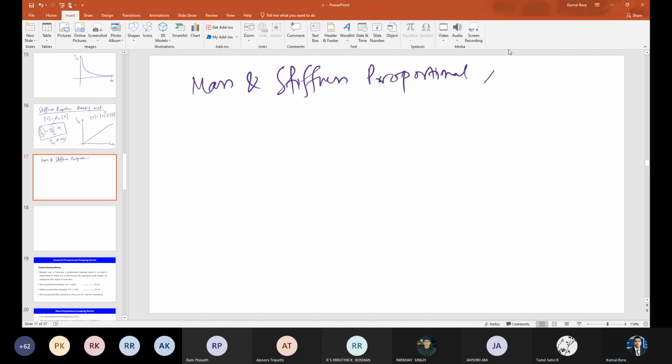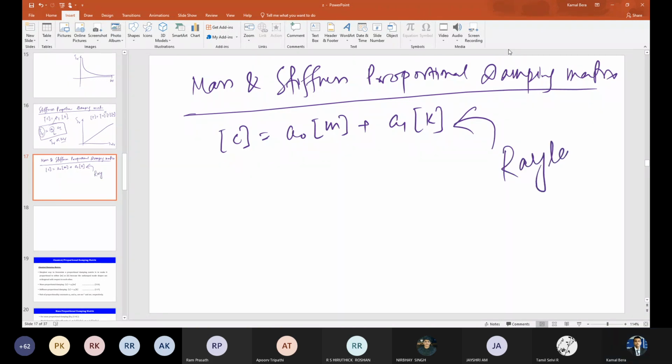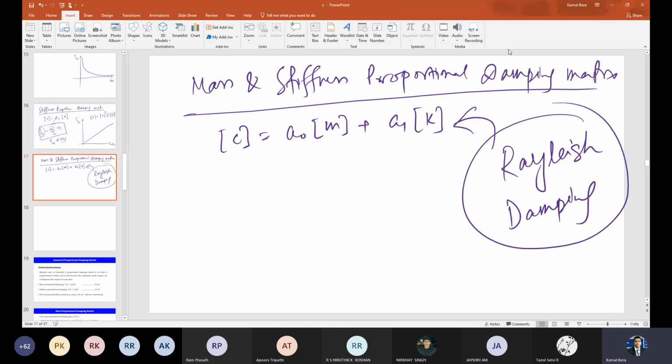Proportional. And these matrices are quite frequently used for our structural dynamics purposes. Without thinking too much, we will just use this mass and stiffness proportional damping, quite popularly used for most of the structural system analysis. So in this case, C is nothing but just add those two parts, A0 M plus A1 K. This is called the mass and stiffness proportional damping matrix, or popularly known by the name of the inventor, Rayleigh damping. It's called the Rayleigh damping by Lord Rayleigh.